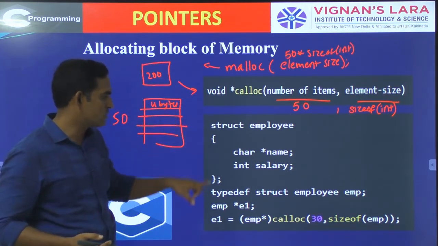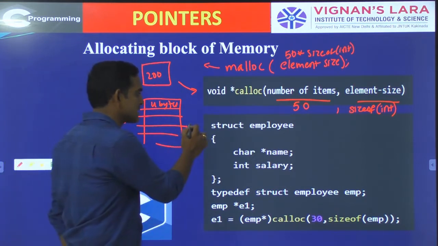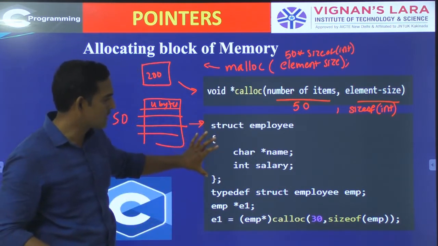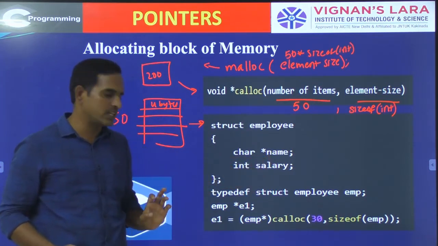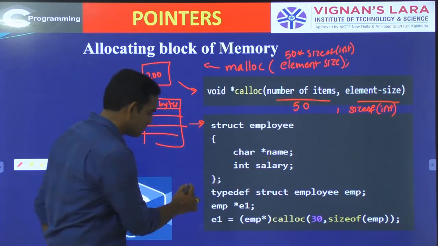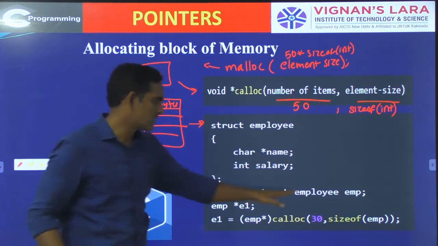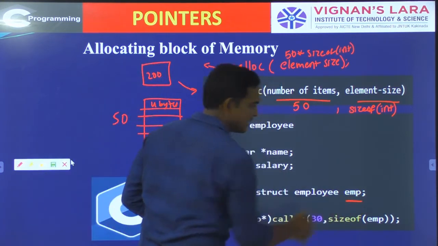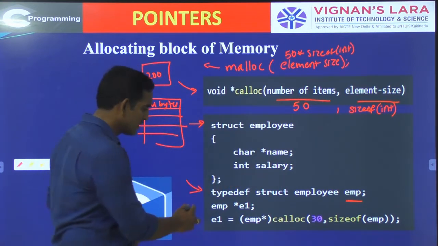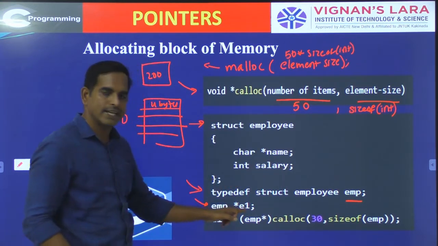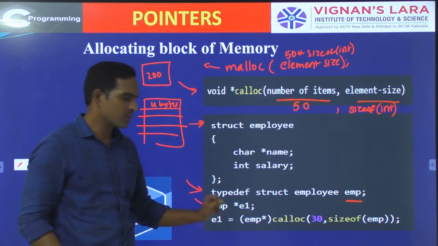If you see this example where you are creating a structure employee, employee is having two values, one is name and another one is salary. So I am typedef-ing that to EMP. Now the employee structure is renamed with EMP. What I am doing is creating a pointer to EMP.